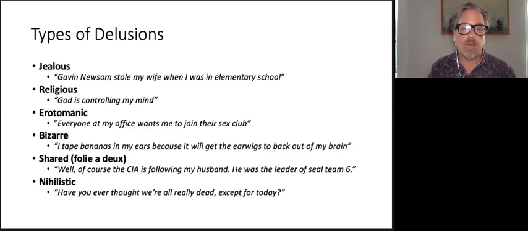A very uncommon type of delusion is called a folie à deux, a wonderful French phrase for a shared delusion, where two people, often in a couple, believe the same delusion. So in this case, well, of course, the CIA is following my husband. He was the leader of SEAL Team 6. And of course, the husband was not the leader of SEAL Team 6, but he has a delusion that he was.